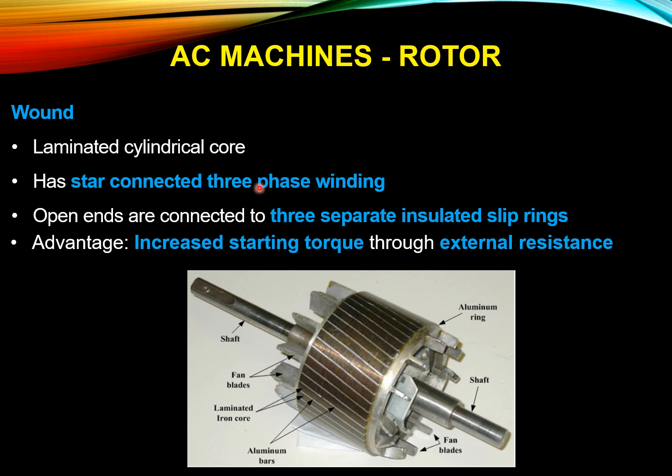It's actually a laminated cylindrical core. We know AC has star and also delta, so usually it will be a star connected three-phase winding. The open ends are connected to three separate insulated slip rings, three separate for three windings, three phase, and it carries an advantage. It has an increased starting torque because you can add an external resistance. You can give a push for the wound type. Of course it will be more expensive and not really common.